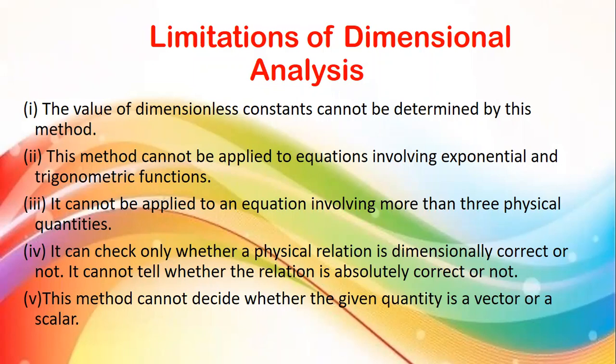And we can find out the relationship among the physical quantities for not more than three physical quantities. Only if it depends on three physical quantities can we find the equation, because we can solve only three unknown terms at a time. So it is difficult to find an equation for more than three physical quantities. And we can check whether the equation is correct or not, but we can't tell whether the equation is absolutely correct. If an equation is there, we can check it and say whether it is dimensionally correct, but we can't say it is a true equation. And we can't use this method to decide whether the quantity is a vector quantity or a scalar quantity.